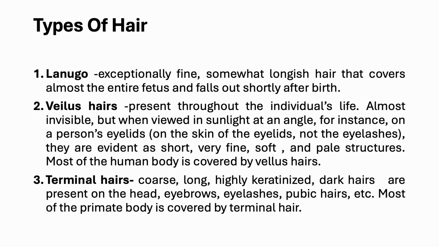The lanugo, which is mostly found over the entire fetus, and after birth they disappear. Vellus hair is present throughout the individual's life, almost invisible, but when viewed in sunlight at an angle, for instance on the person's eyelid, you can see it, but it is not found in the eyelashes. They are evident as short, very fine, soft, and pale structures. Most of the human body is covered by vellus hair.